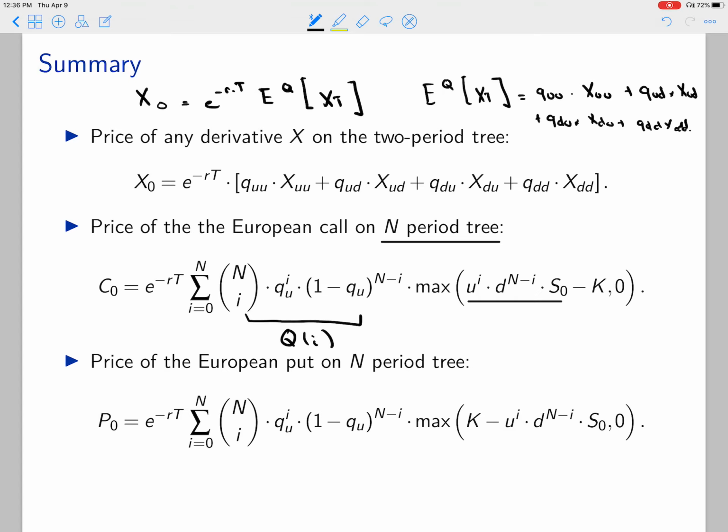Essentially, everything just boils down to the FTAP again. The FTAP just states that the price of a derivative is its discounted expected payoff under the risk-neutral probability measure. This forms the basis of all this pricing. Whether we're working in the two-period or n-period tree just affects how this expectation looks. How many terms are in it? How many payoffs do we need to weight?